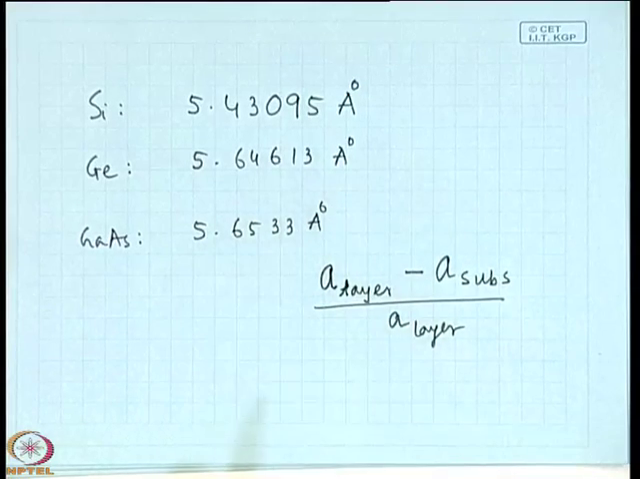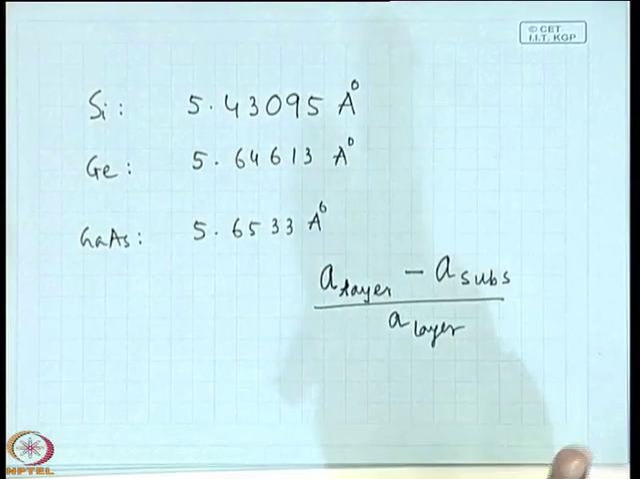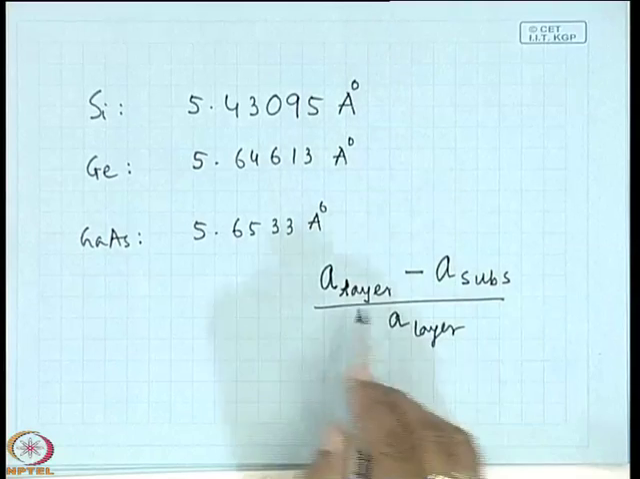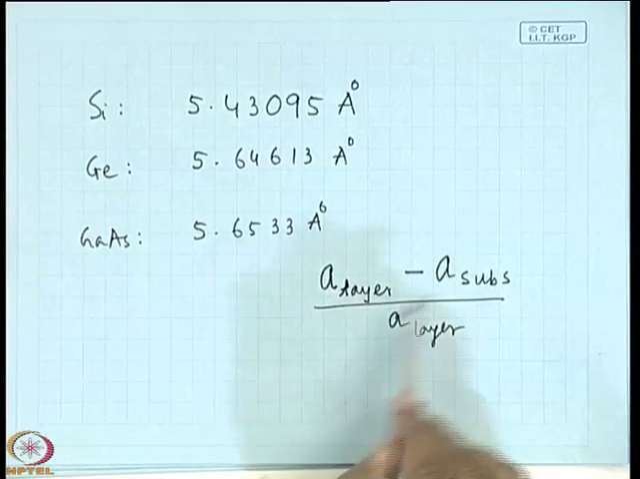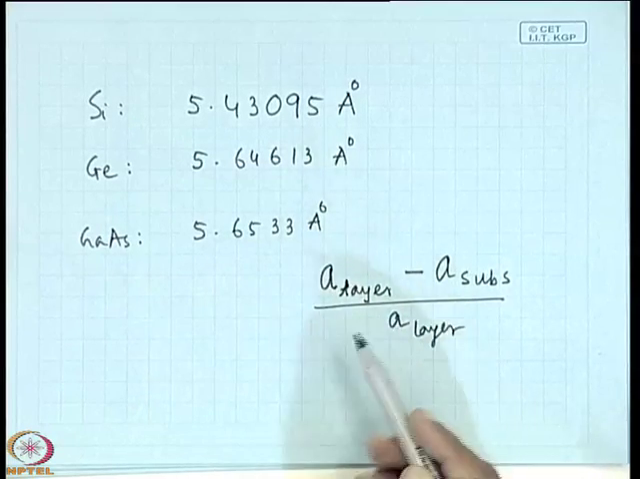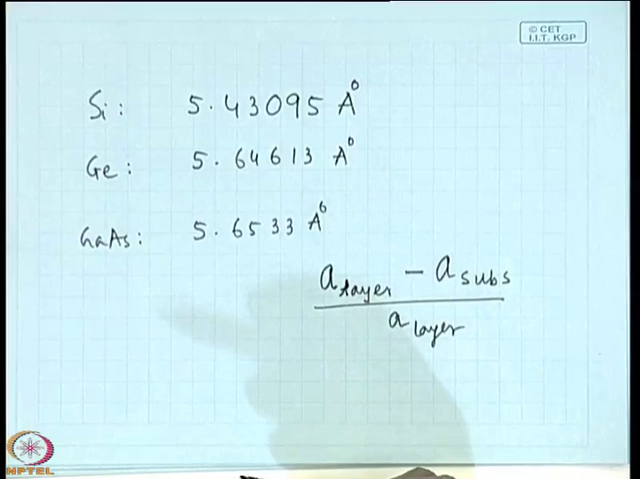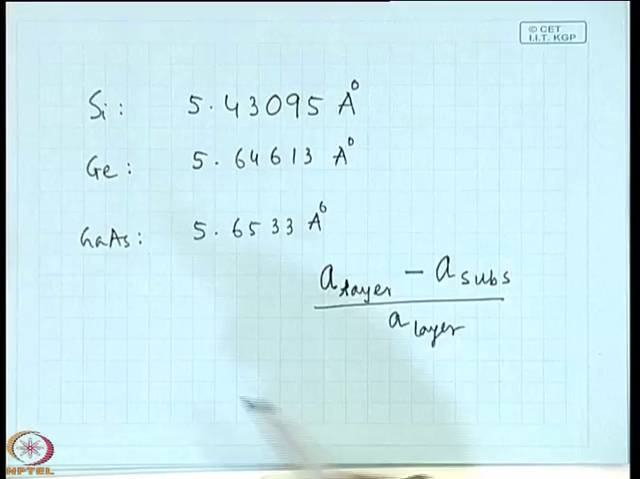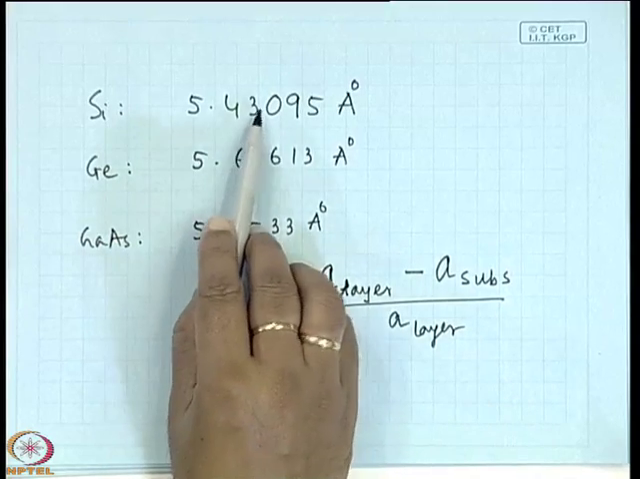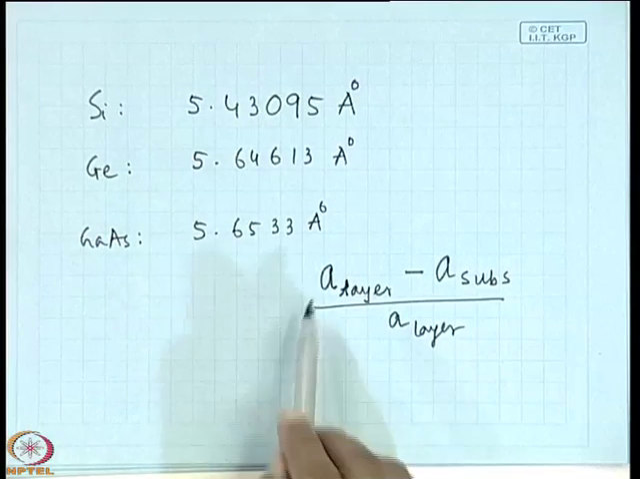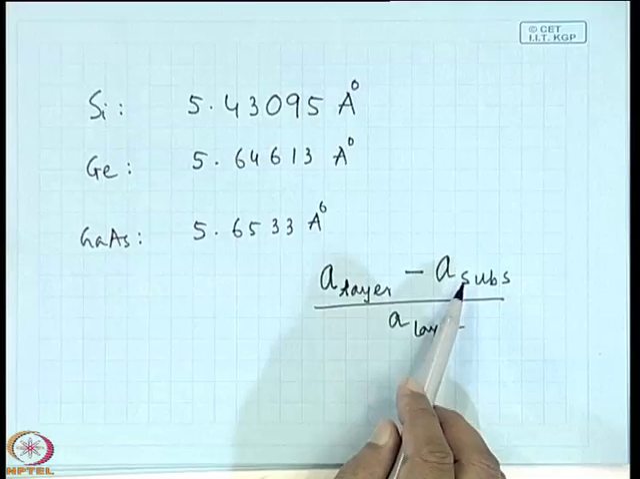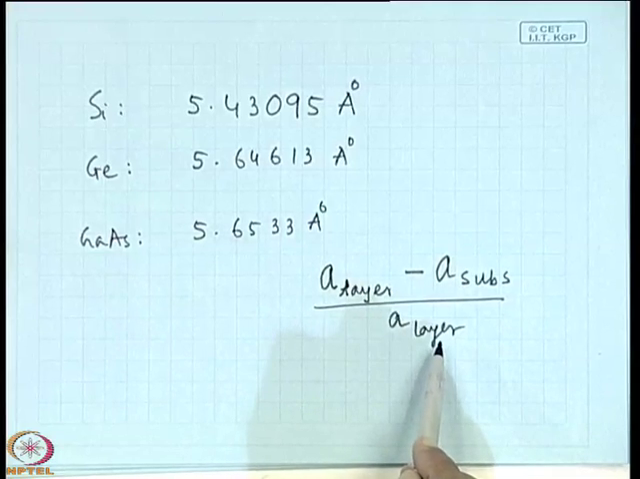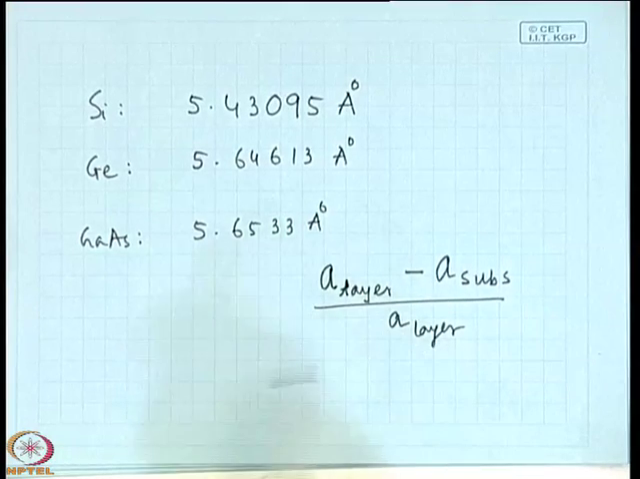Using this formula, you can calculate the lattice mismatch in percent. If you take the values of, say, germanium and silicon, you can find that it is almost 4%. If you use these two values, germanium and silicon, suppose you would like to grow a germanium layer on a silicon substrate, it is 5.64 minus 5.43 by 5.64. So, it will be almost 4%.